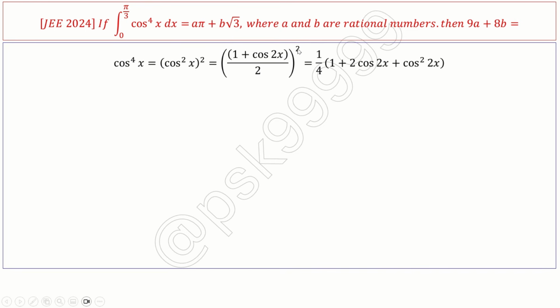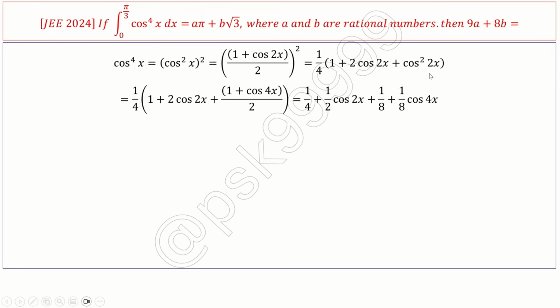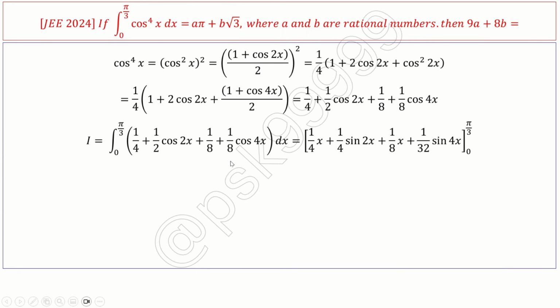If I expand this square, it will become 1 by 4 into 1 plus 2 cos 2x plus cos square 2x. Now cos square 2x again I will write in the same way. That is nothing but 1 plus cos 4x divided by 2. So cos to the power of 4x, I can write as 1 by 4 plus 1 by 2 cos 2x plus 1 by 8 plus 1 by 8 cos 4x. I can combine this 1 by 4 and 1 by 8.